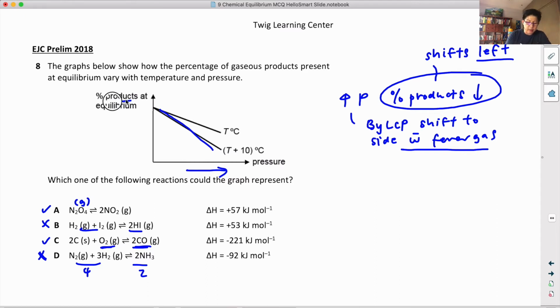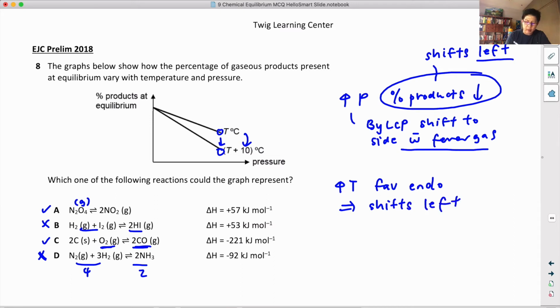Okay, let's look at the next part. Now we're going to look at change in temperature. So from here to here, when I increase temperature, it will always favor the endothermic reaction. And you can see that the amount of product actually decreased. So which implies that equilibrium shifted left because the amount of product decreased, right? So left is endo, so backward reaction is endo, implying forward reaction is exo. So I'm going to choose one that's exo, and this is one that's exo. That's why the answer should be C.